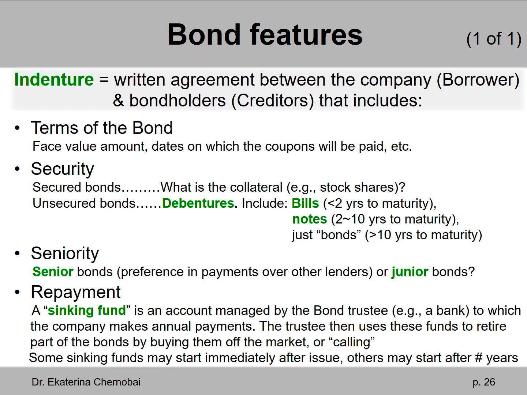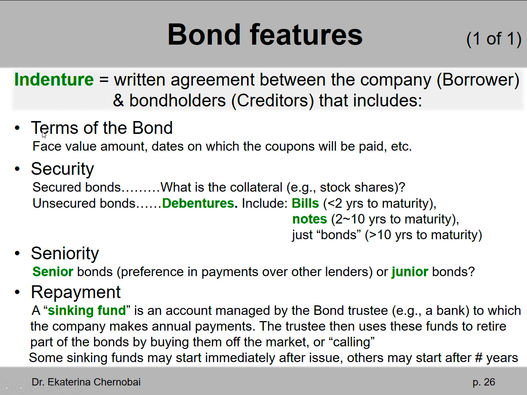Bond features. So a bond is like a loan. A company that sells a bond borrows money from whoever bought the bond from the company. Indenture means a written agreement between the company that borrowed money and bondholders who lent money, the creditors. This written agreement includes a lot of conditions and terms. Let's look at the most important ones.